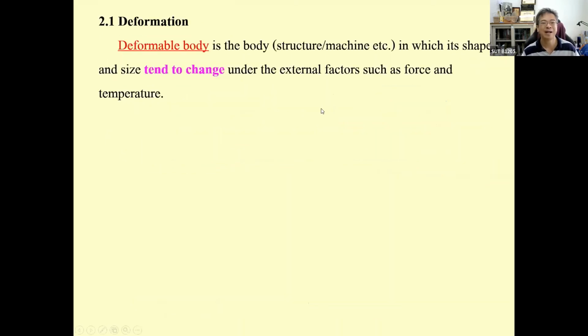Okay, come back. A deformable body may be a structure. The body can be a structure and can be a machine. It will be subjected to external forces and external temperature.